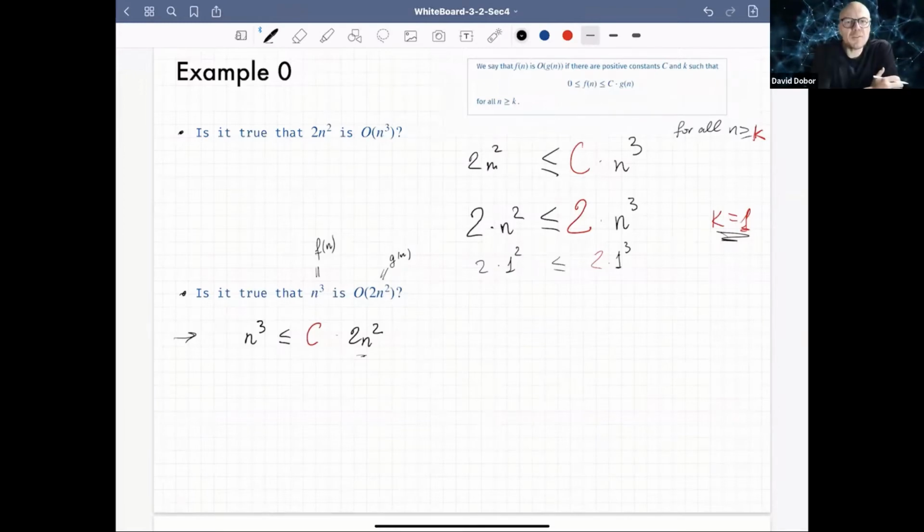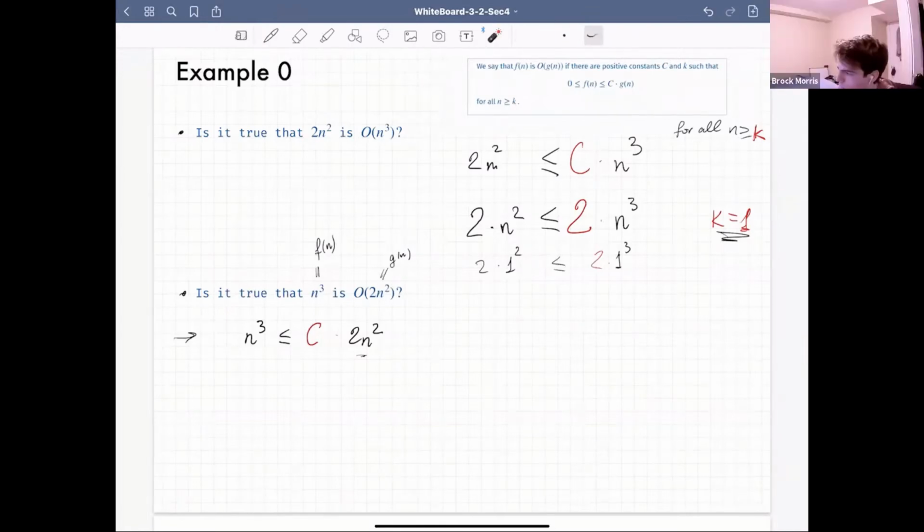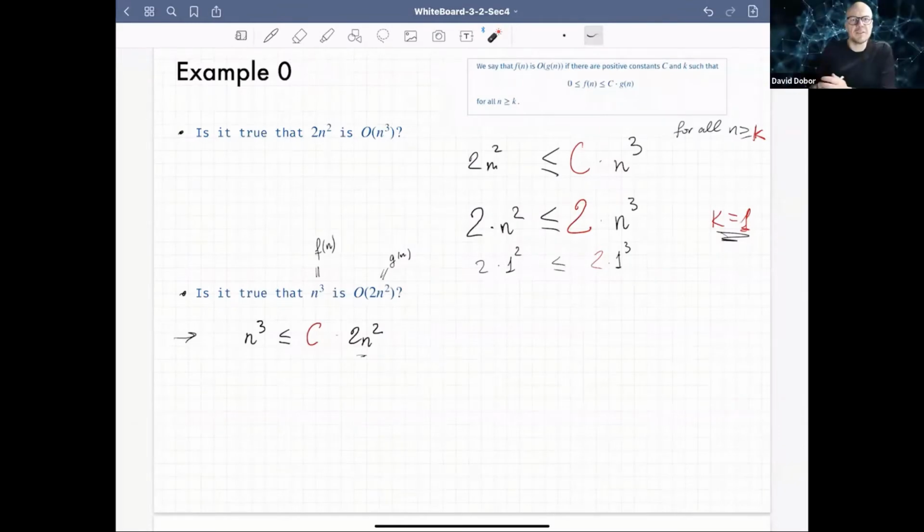So what do people think? Can I select such a pair of constants, C and K, for which this definition will work? Again, every time, keep the definition in your pocket. If you forget something, you just take it out of your pocket and look at the definition. After a while, it's in your mind. You don't have to keep a physical external copy.